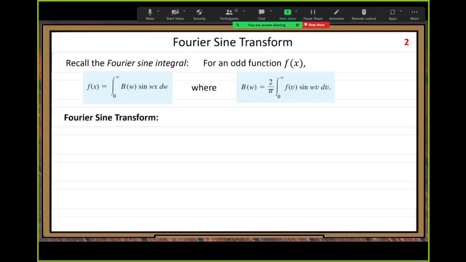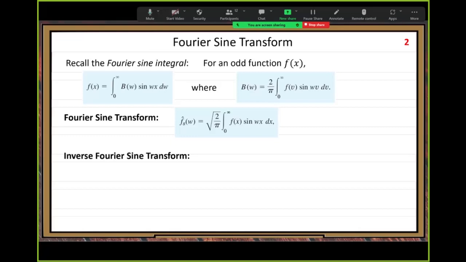So we define the Fourier sine transform. Just modify this formula a little bit: root of that constant, f with this hat notation, sub s. And this time the kernel is sine wx, the kernel function. Then the inverse Fourier sine transform.